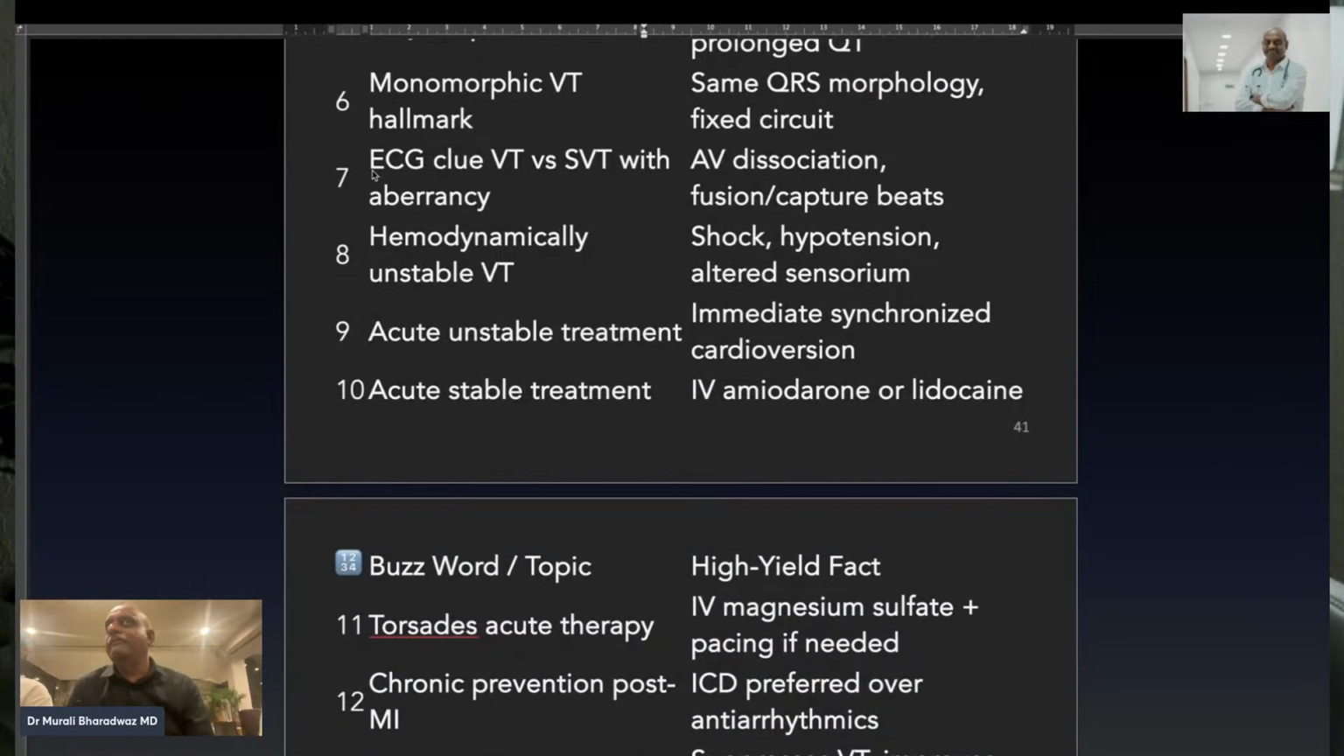how do you know VT versus SVT with aberrant conduction pathway? Both have a wide QRS. That's the reason. Normally SVT is narrow, but SVT with aberrant conduction pathway will also be wide. How do you differentiate? If it is VT, there's an AV dissociation. Fusion beats. Remember, it was shown in the ECG? QRS complexes of abnormal shape.